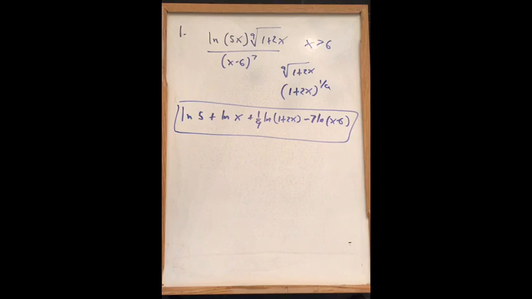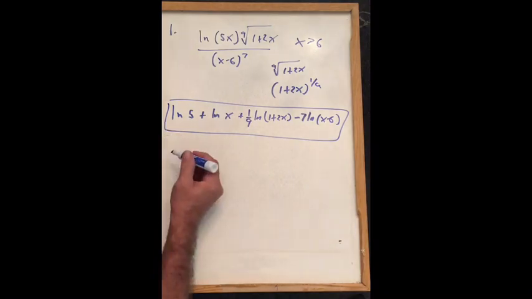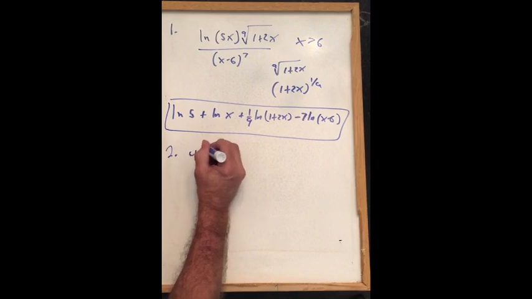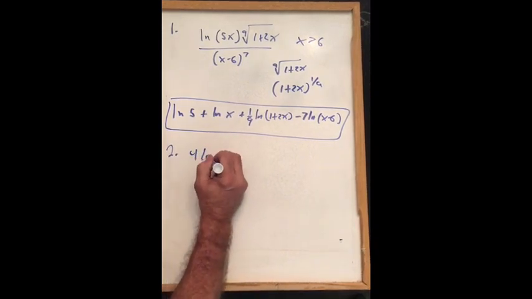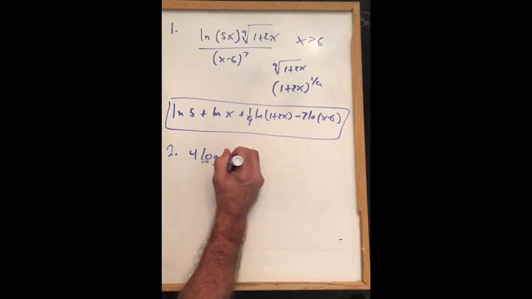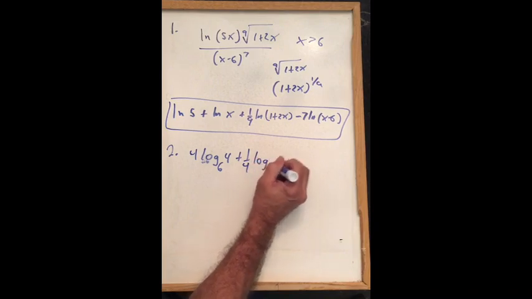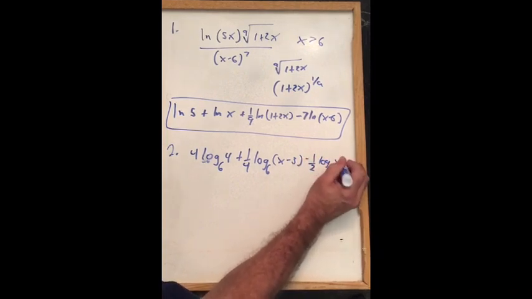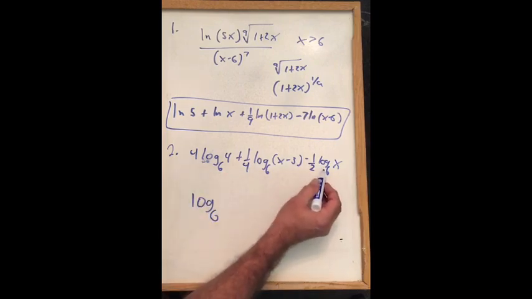Number 2, we're going to do basically the same type of problem, just in reverse. So I'll have number 2 here. We'll say 4 log base 6 of 4 plus 1/4 of log base 6 of x minus 3, and then minus 1/2 log base 6 of x. So I'm going to make a single log here, base 6. Notice they're all base 6.